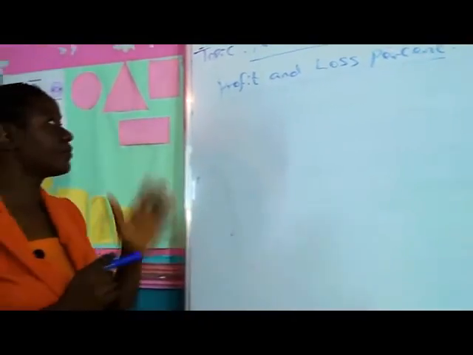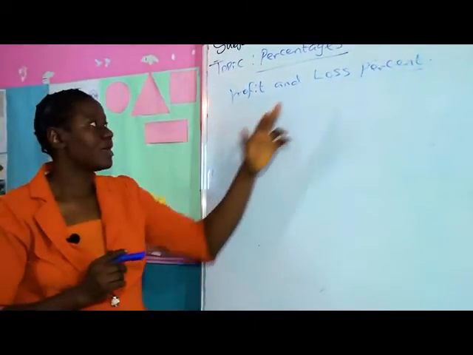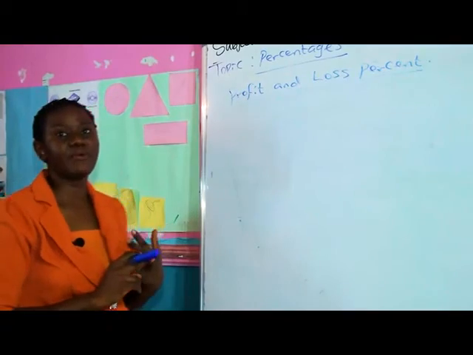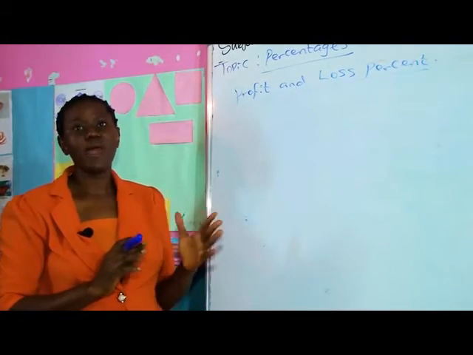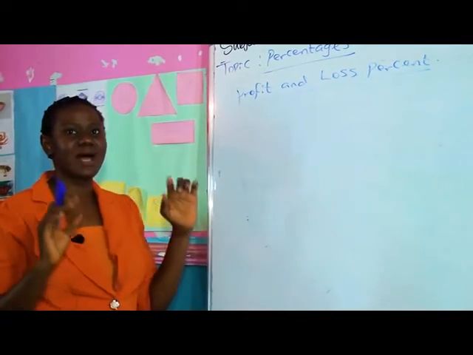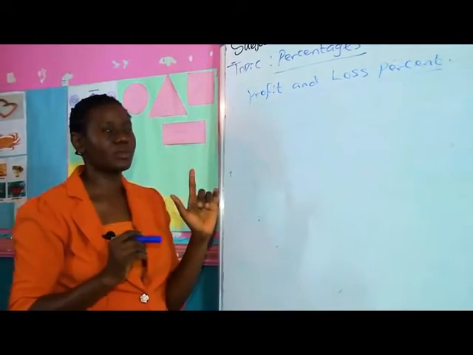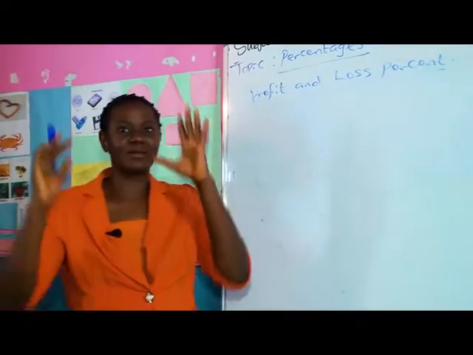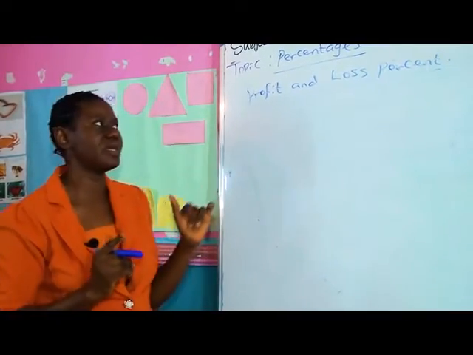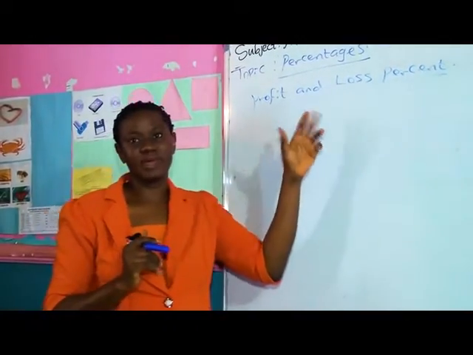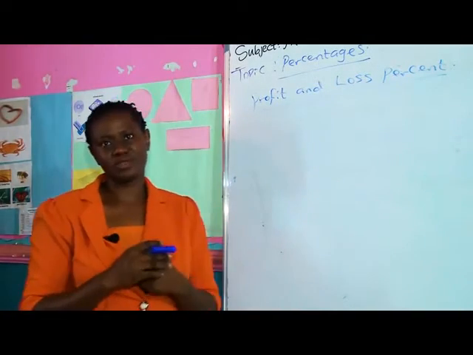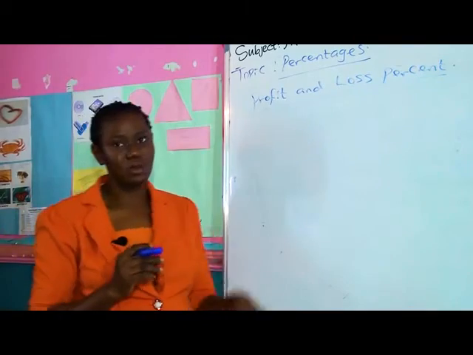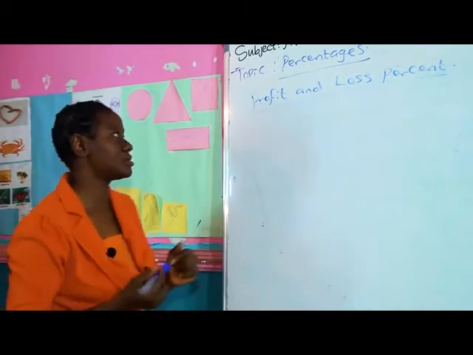Some terms come to play here. We have profit, loss, selling price, and cost price. A profit is made when the selling price is above the cost price. Now, a loss will be made if the selling price is lower than the cost price.